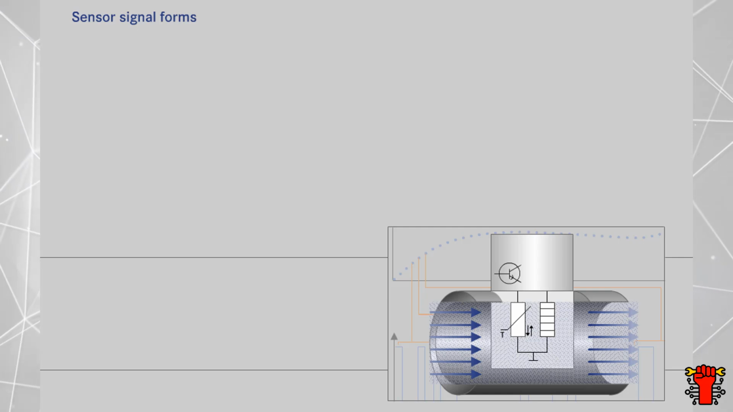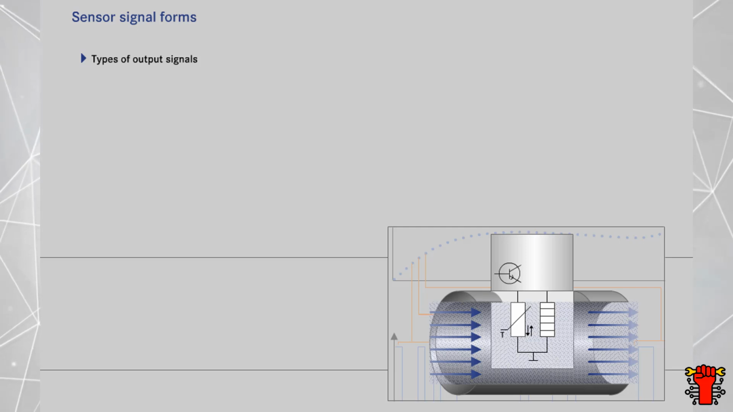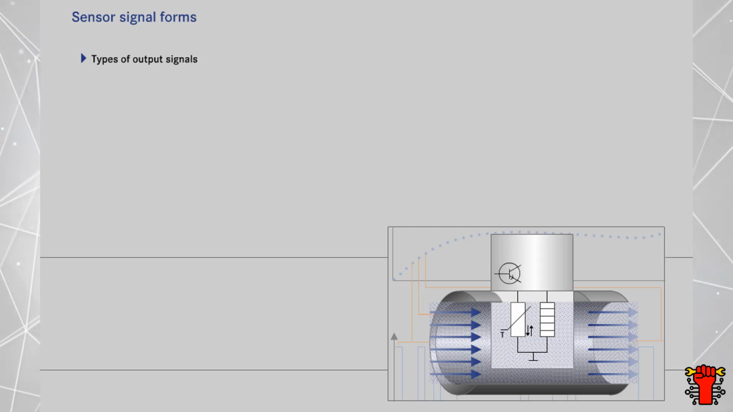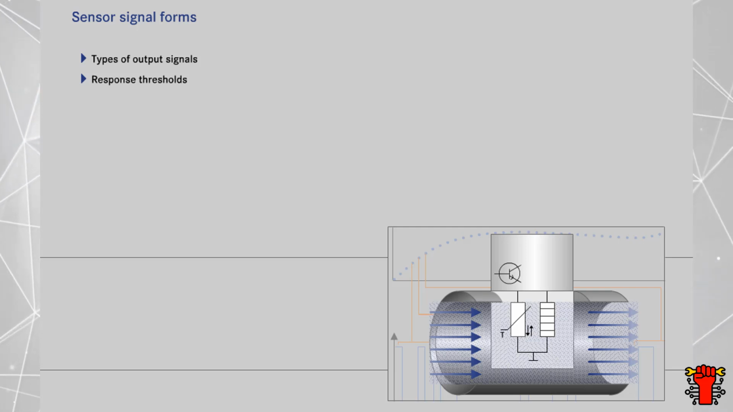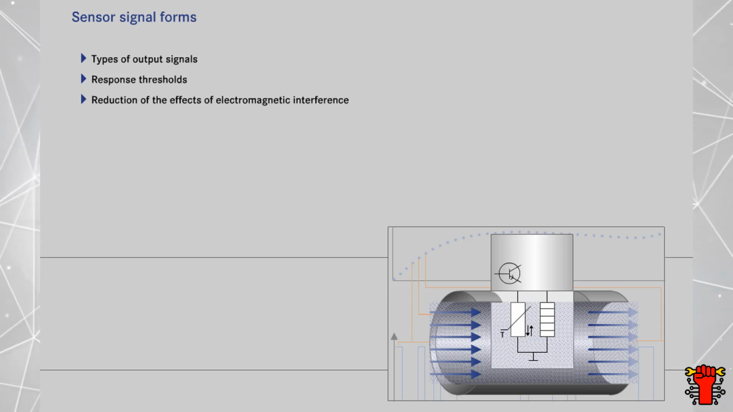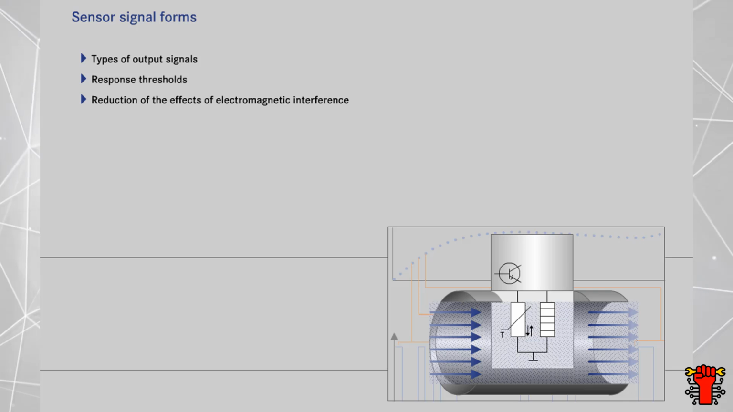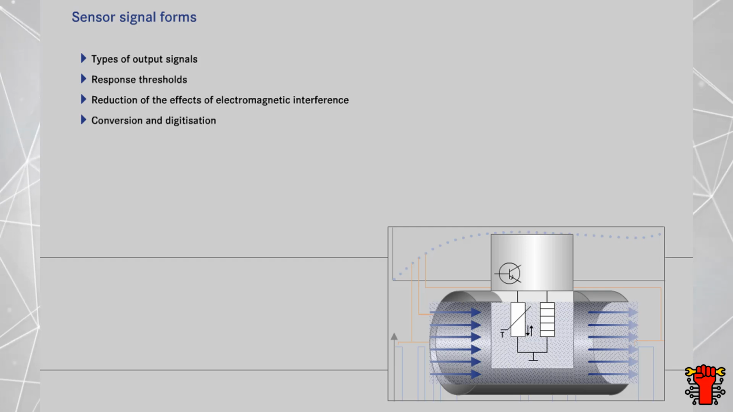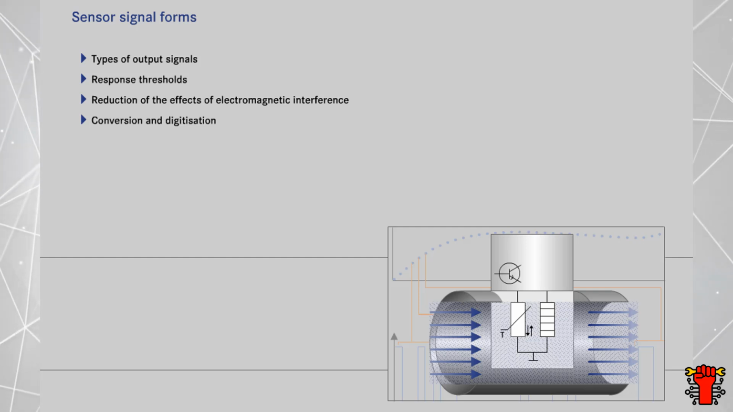This chapter deals with the signal forms of sensors. First of all, you will learn about the various types of output signals and how these can be recognized using the signal form. The next section explains the function of response thresholds in control modules. Electromagnetic interference can distort sensor signals. How this can be prevented will also be dealt with in this chapter. Finally, you will discover why many sensor signals have to be converted and digitized first before the control modules can process them.